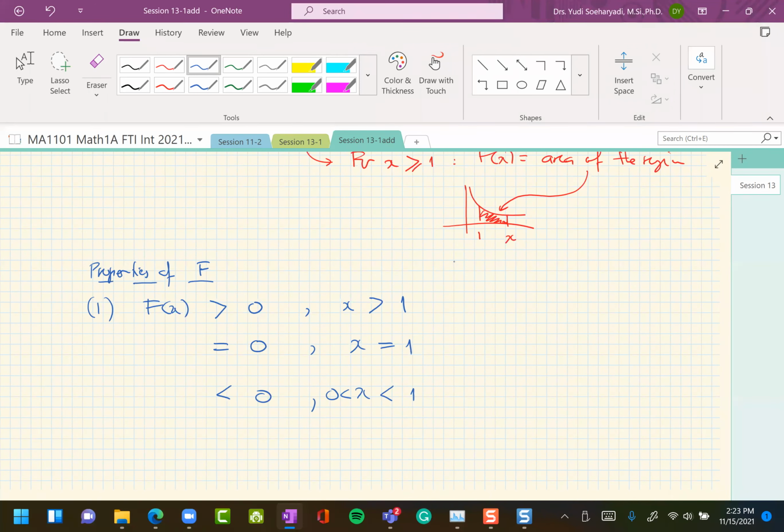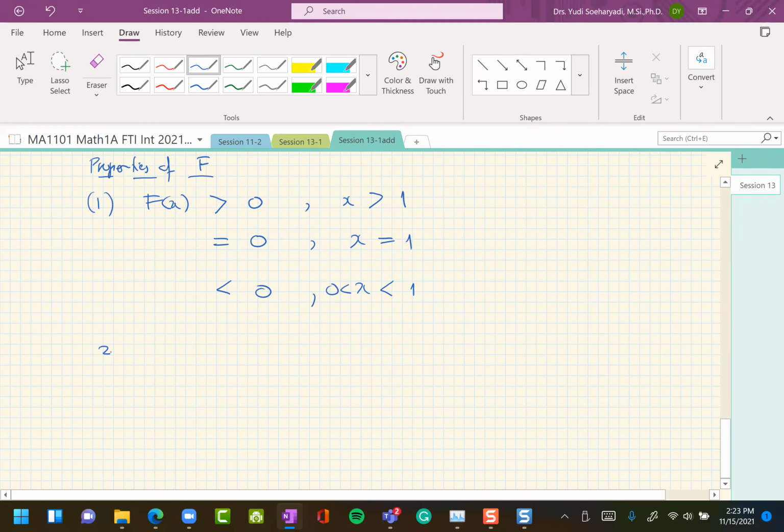Okay, so this is one property. And let's see, what else? Oh, we know the derivative. So f of x is the integral of 1 over t dt. It doesn't matter, you can use t or r or s or whatever. It is just the name of the variable, as long as it's not x, because we use x as the variable here.